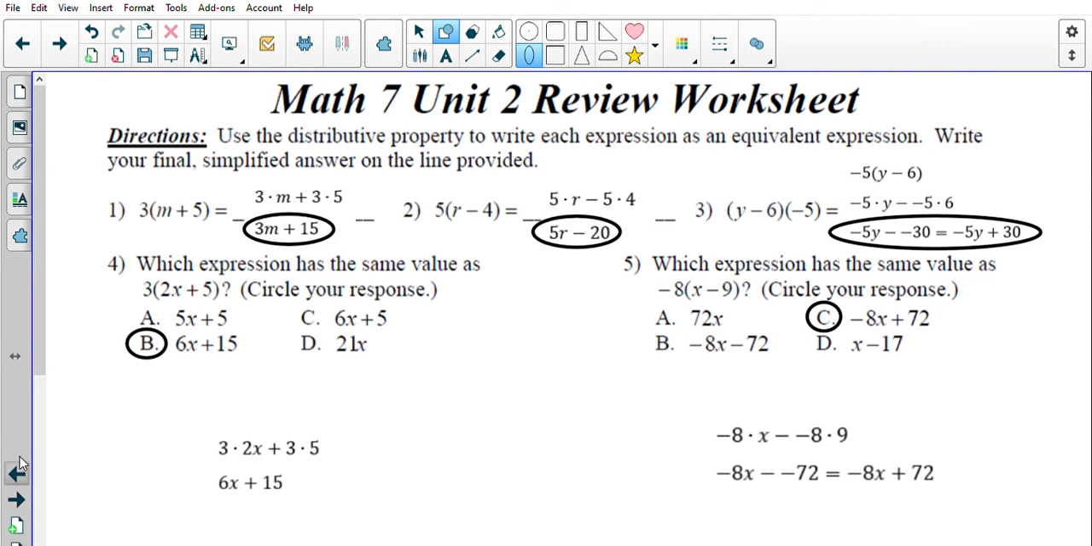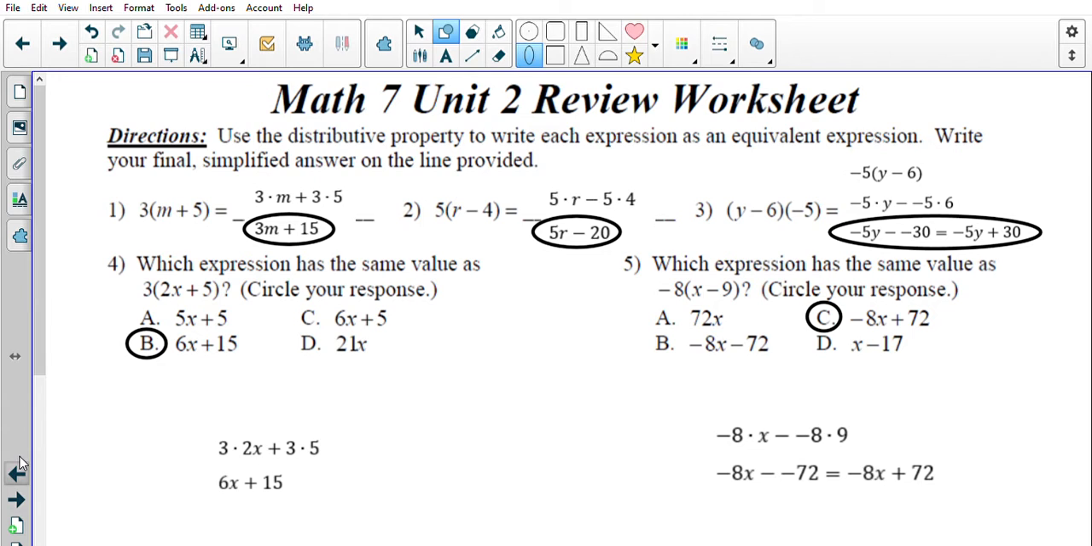This video will focus on the Math 7 Unit 2 review worksheet numbers 1 through 5. In numbers 1 through 3, the directions ask us to use the distributive property to write each expression as an equivalent expression. Write your final simplified answer on the line provided. So let's walk through these questions.